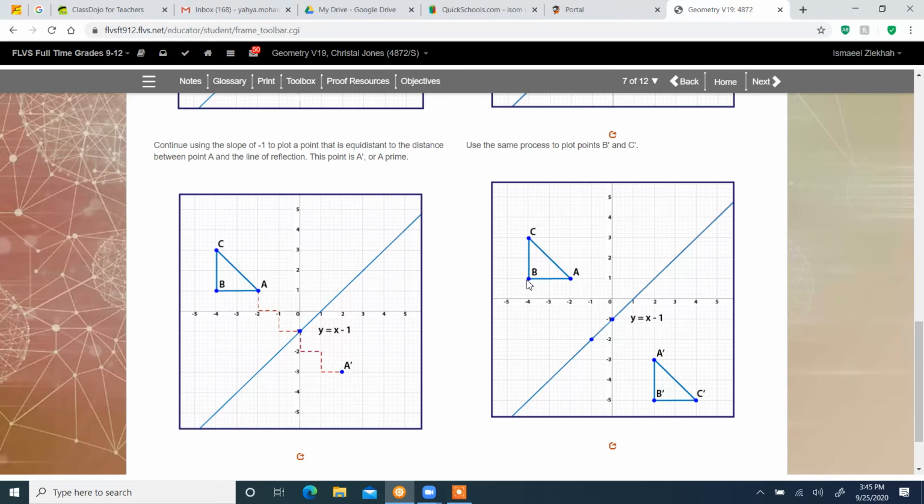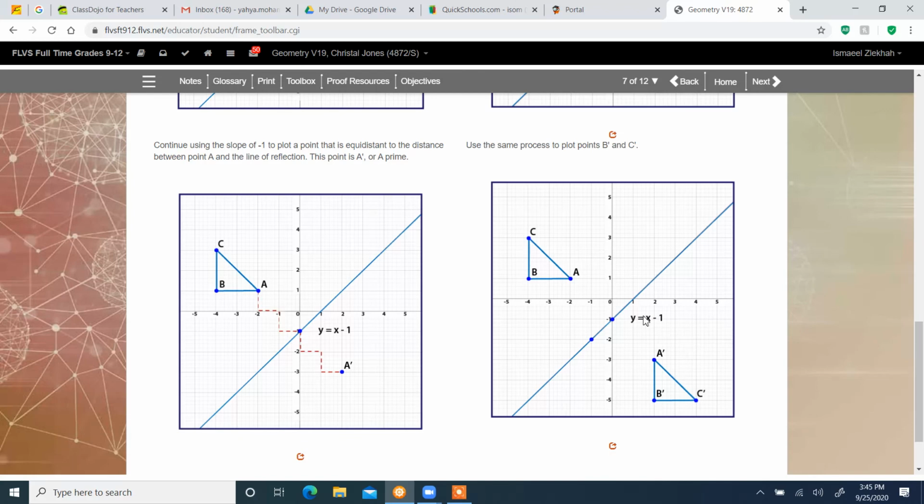Same thing for B. First we count to the line. One down, one across, that's one. One down, one across, that's two. One down, one across, that's three. So that's three of those steps. So let's start at the point on the line and do that three times to get to B prime. One down, one across, that's one. Two. Three. And so we get to B prime. And you repeat that for C.